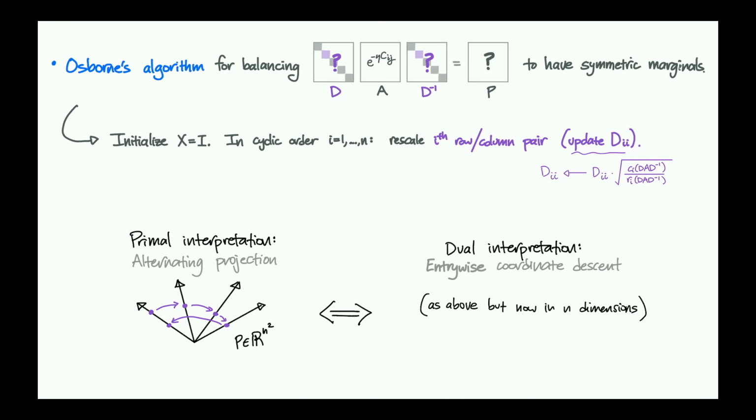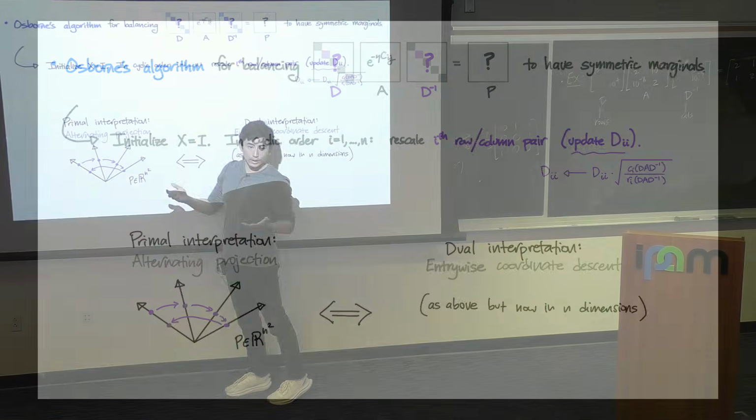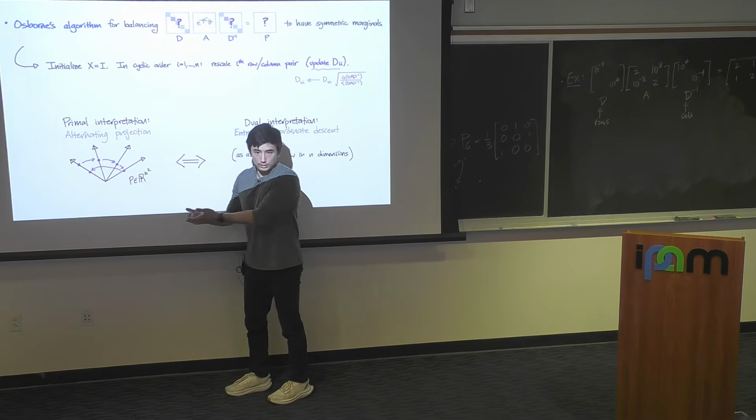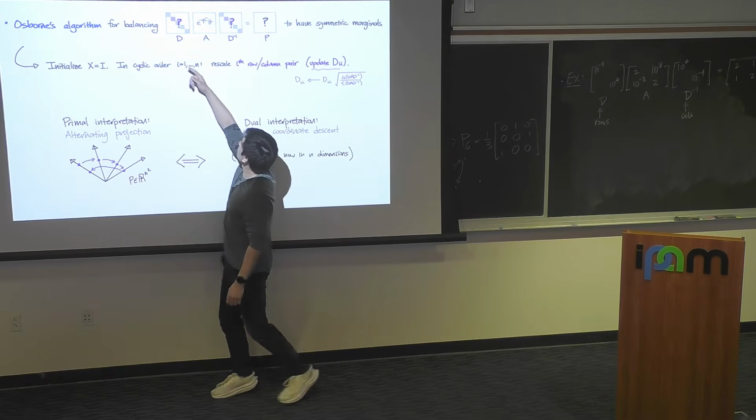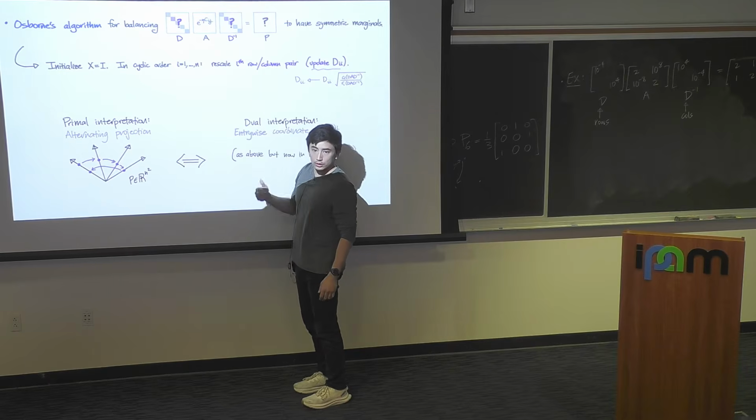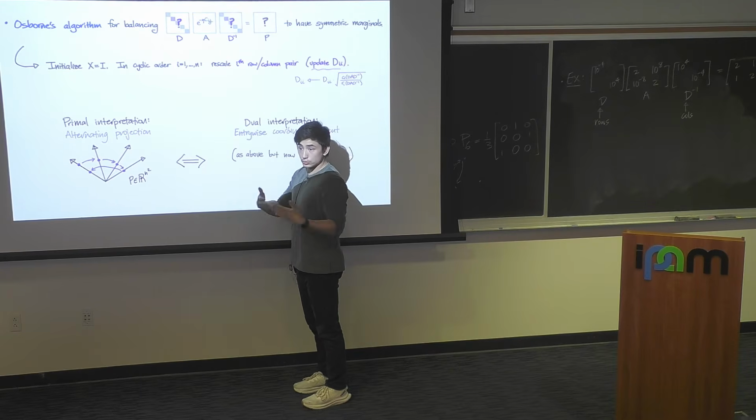And when you multiply out, you want to have symmetric marginals, not fixed. But you could try to play the same game, and that's exactly what Osborne did. So initialize these to identity, no balancing, and then just try to update them in an analogous fashion. So maybe rescale the first row column pair, then the second, then the third. You can't do them all at once because they interact with each other. So that's one important difference, and this will play a very important role in what's to come for the analysis.